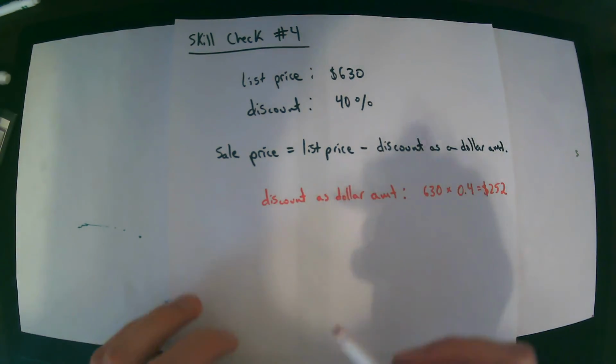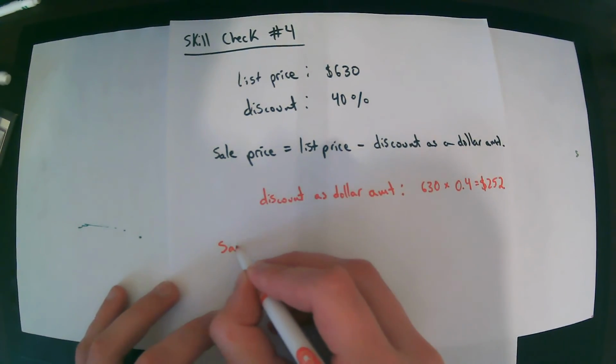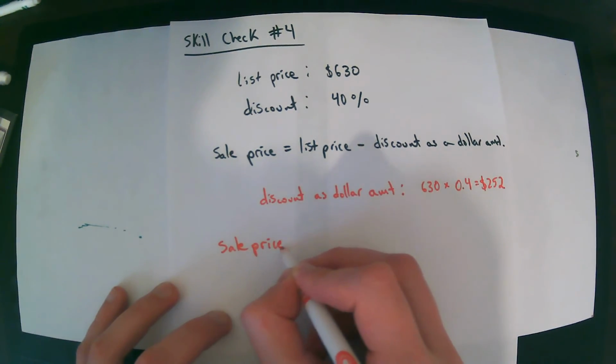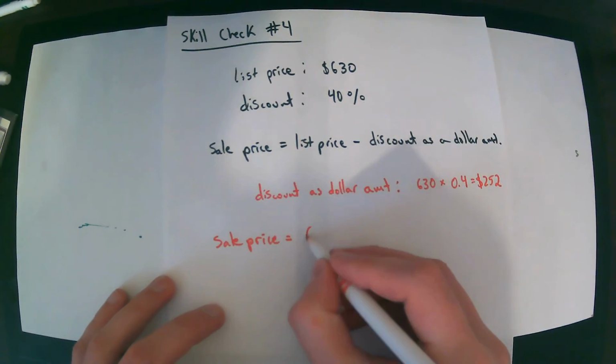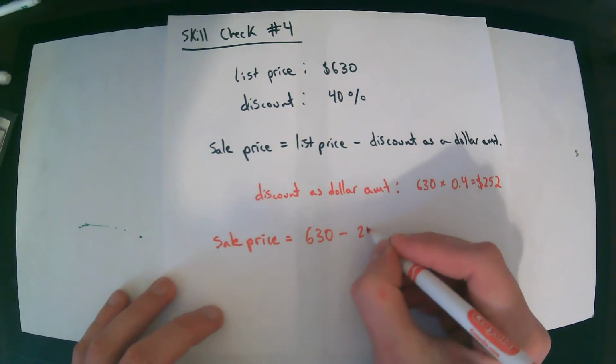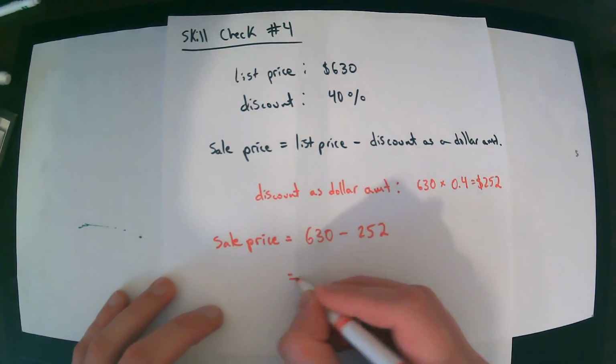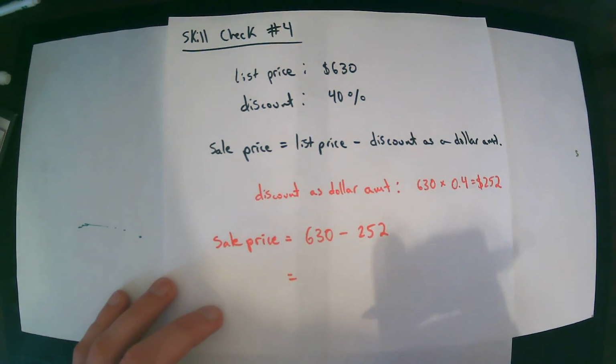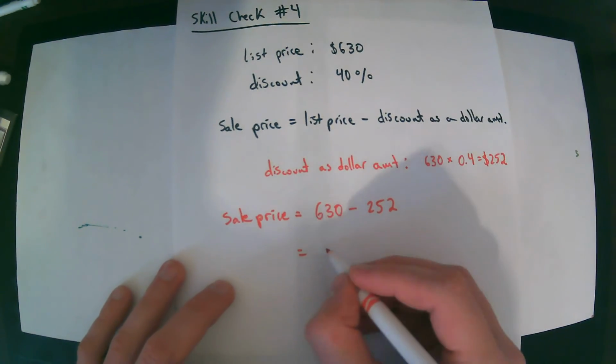So my sale price then is going to be my list price minus the discount as a dollar amount. What is that? 378.